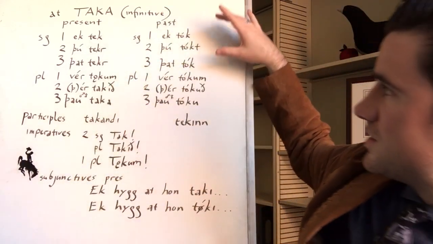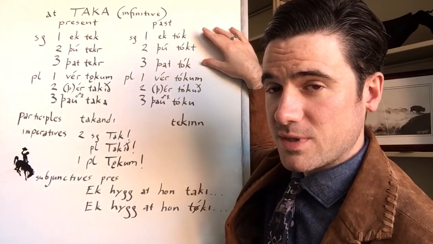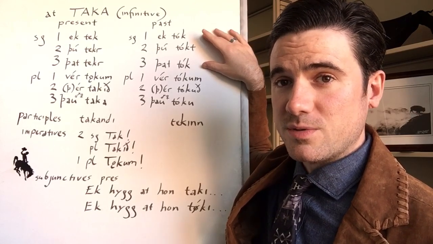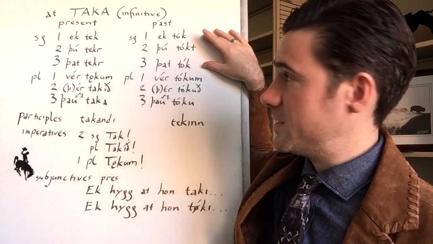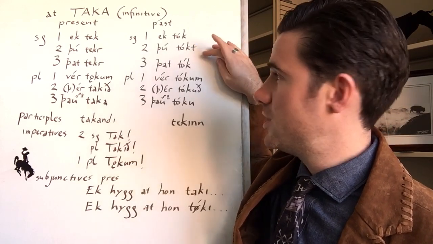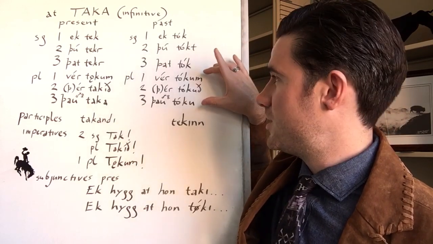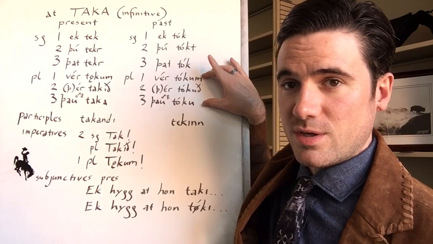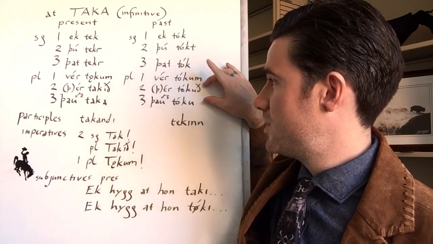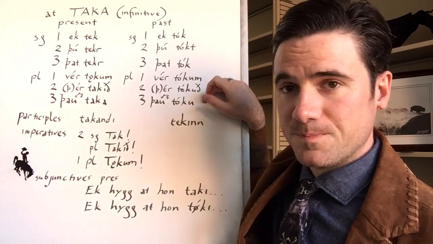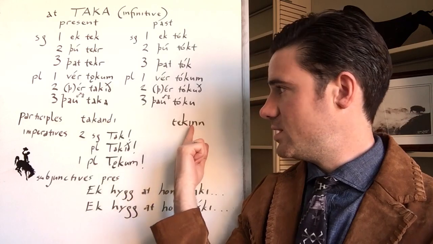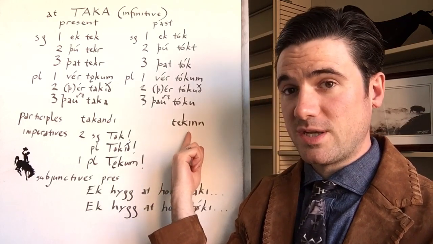Then in the past tense, we have the same endings as with geva, but this is a different class of strong verb. This is a class 6, so the vowel in the root changes in a different way from geva. So ek tok, I took, thu tokt, you took, that tok, it took, and then the same endings as normal, but with a different vowel change, of course. Ver tokum, ver tokuth, thou toku. Present participle is, as usual, taking, takandi. The past participle teken, note that has i-umlaut too.